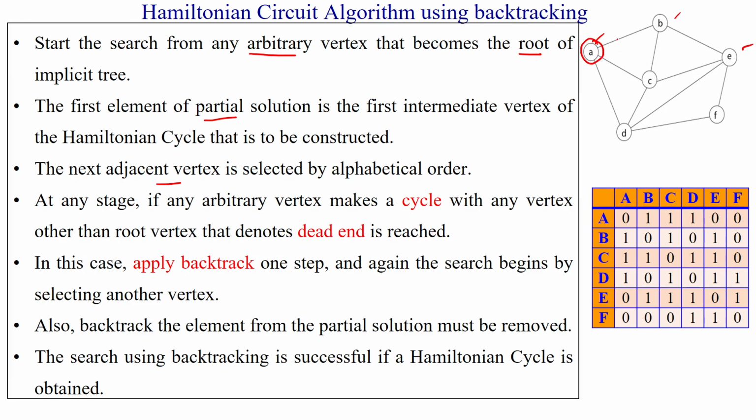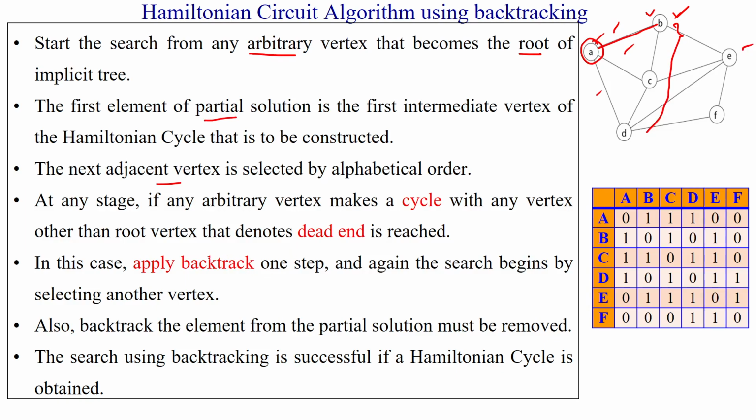For a we have three edges, so we can select the next adjacent vertex alphabet-wise. So here b, c, d, three adjacent vertices are available. From this, b is the immediate alphabet, so we will take the next vertex as b from a. So like that we can extend the path from the starting vertex.